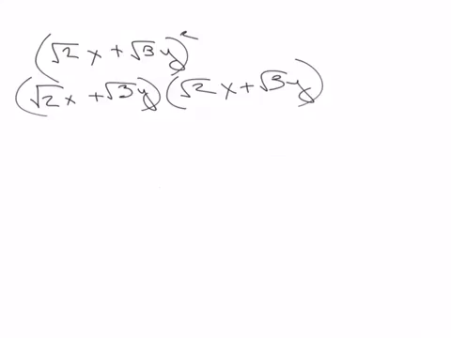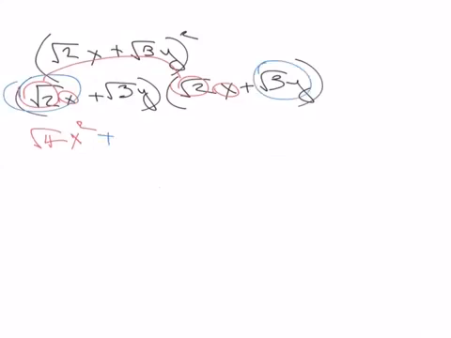Now I do FOIL. This times this. Square root of 2 times the square root of 2 is the square root of 4. X times x is x squared. Alright, so let's do the outside. This times this. Okay, so square root of 2 times the square root of 3, and x times y is just xy. You can't multiply those, so you just stick them there.